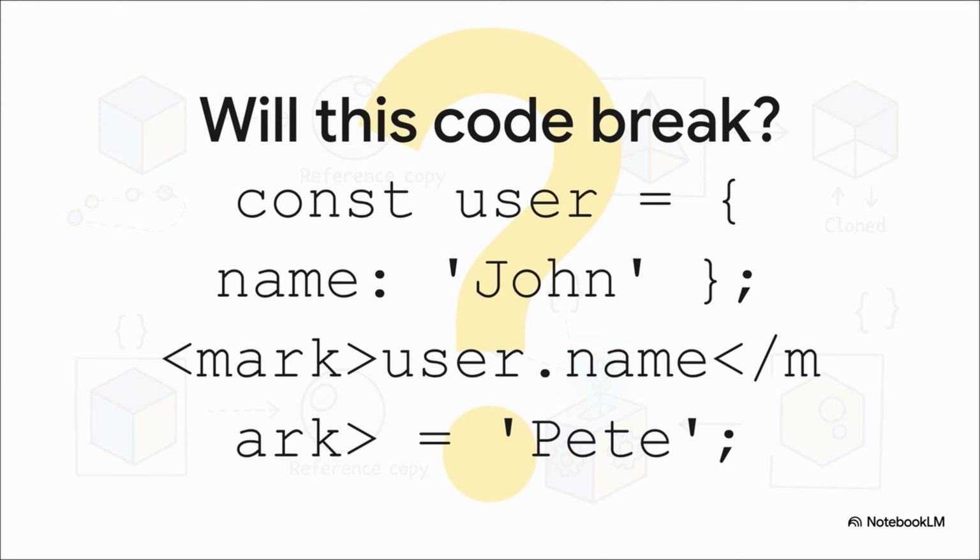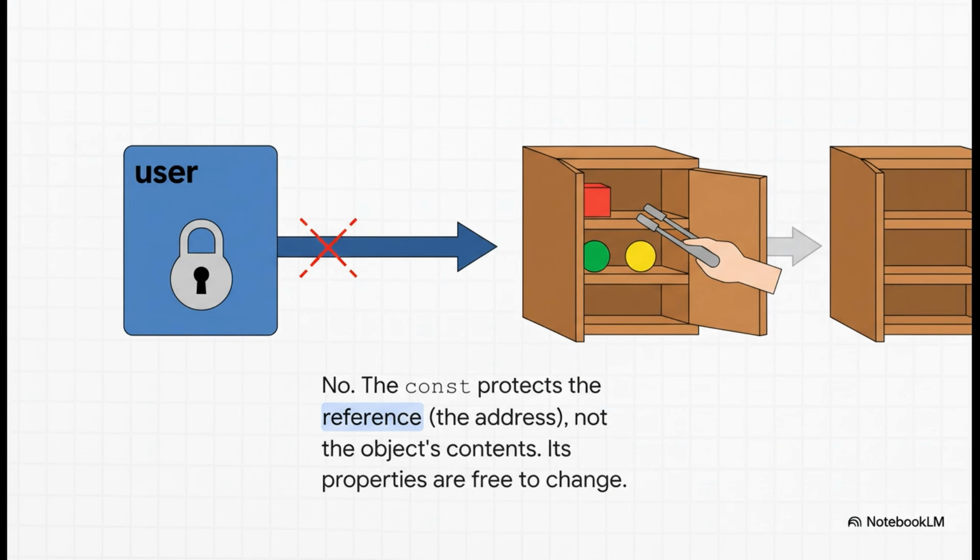Is that going to throw an error? And the answer is no, this code works perfectly fine. And here is the big aha moment. The const keyword only protects the variable's value. And for an object, what's its value? It's the memory address. So const just means you can't make the user variable point to a different object. It says absolutely nothing about changing the stuff inside the object at that address.